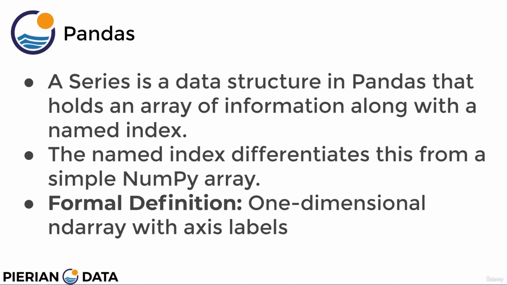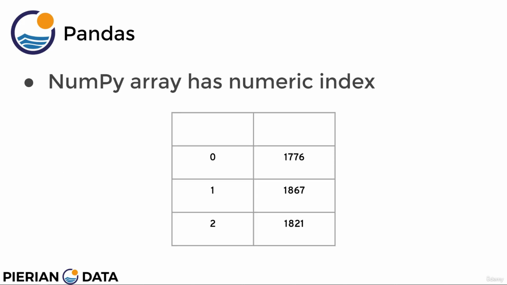So let's actually show you realistically what that means. We already know that a NumPy array has a numeric index, which means if I have a NumPy array storing, for example, the years of independence of countries in the data, then I have a numeric index that's associated with that. So if I wanted to grab, for example, the year 1776, then I say, go ahead and index item 0 off this NumPy array.